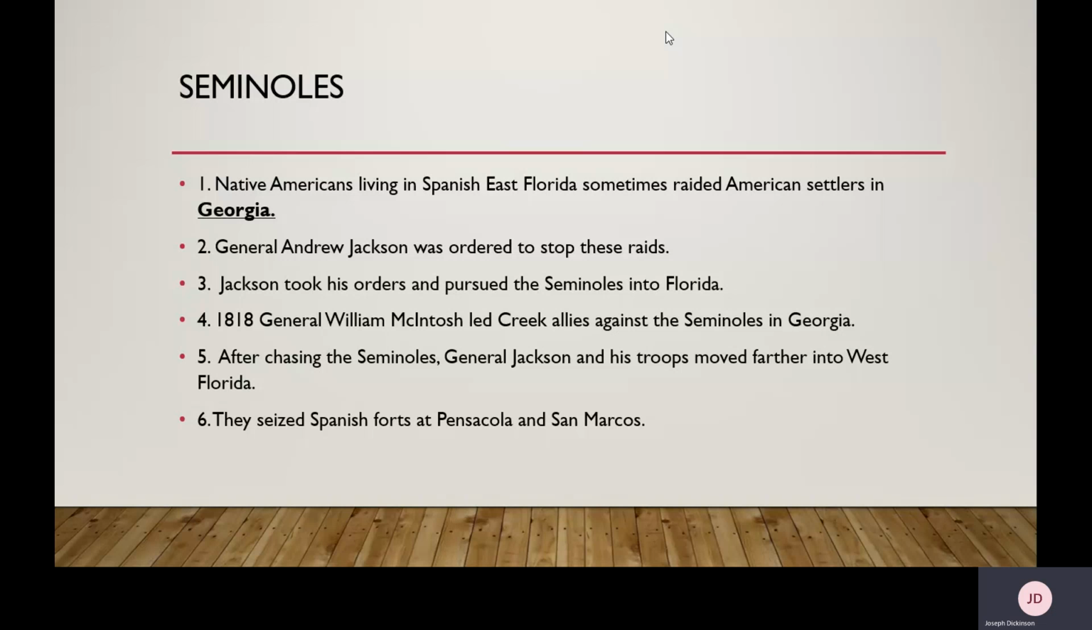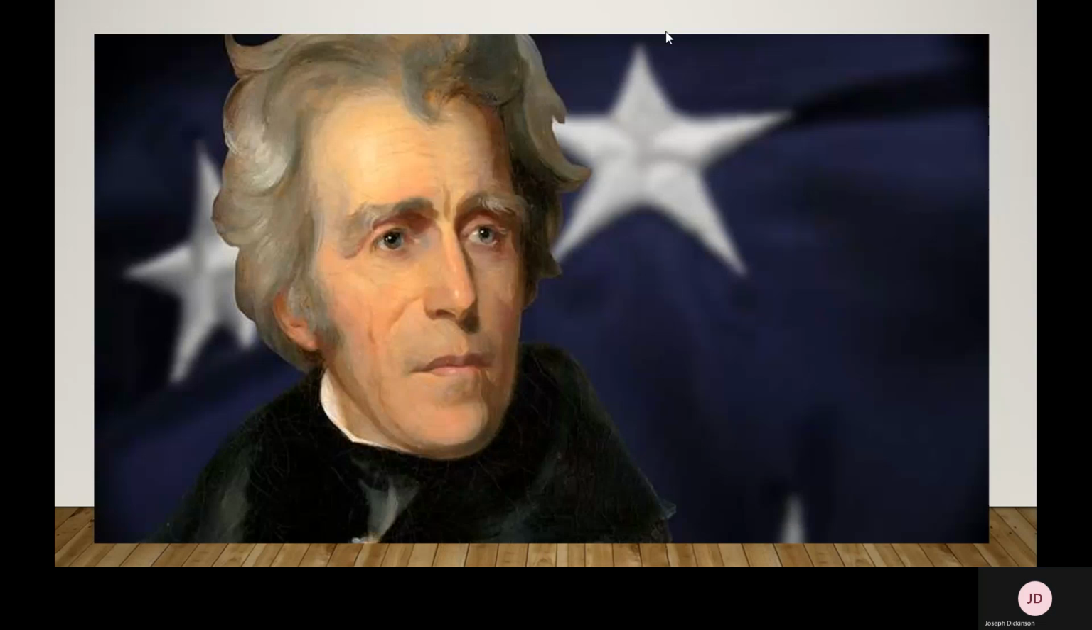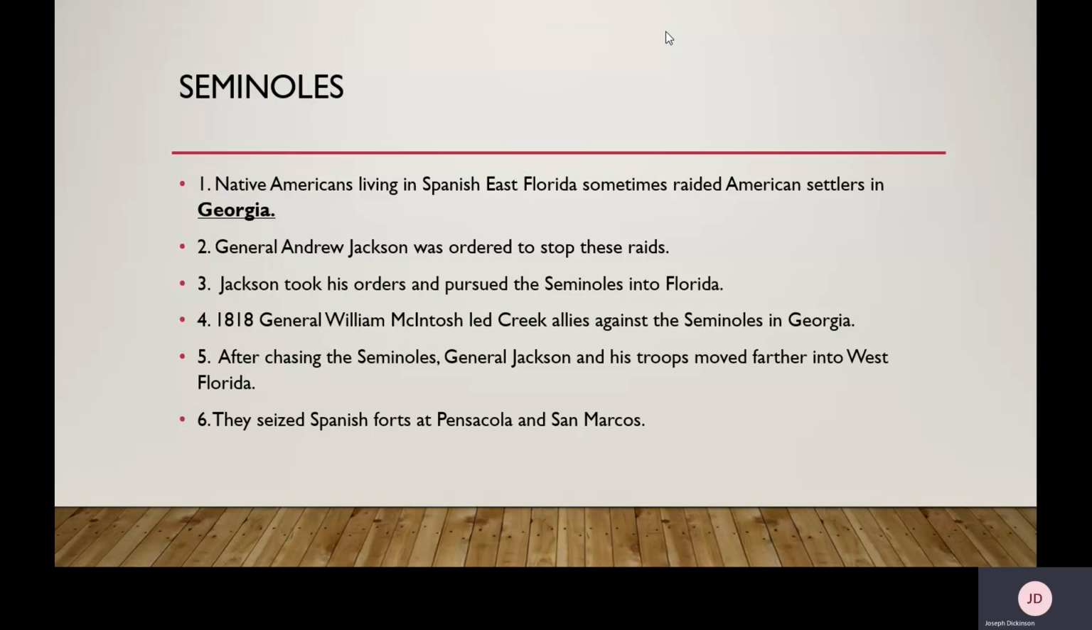After chasing the Seminoles, General Jackson and his troops moved further into West Florida. They seized Spanish forts at Pensacola and San Marcos. So, to give you guys a visual, here's General Andrew Jackson, older, not as young, leading into battle. He's chasing the Seminoles into East Florida. Now he's going into West Florida, seizing Spanish forts at Pensacola and San Marcos. So he's done his thing against the Spanish at New Orleans. Now he's chasing the Seminoles, and now he's going after other Spanish forts. So he's all over the place.